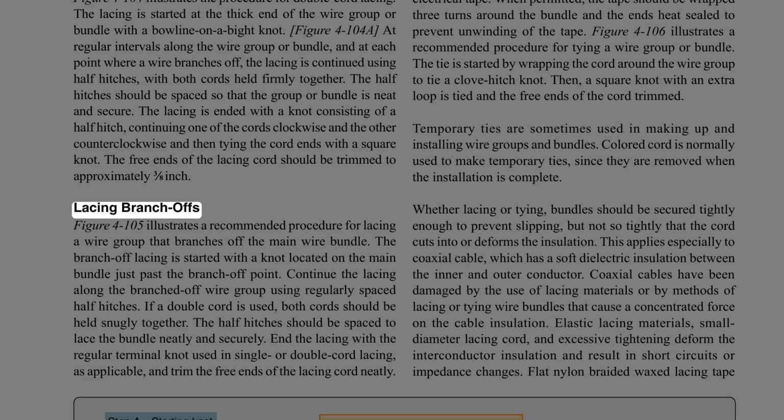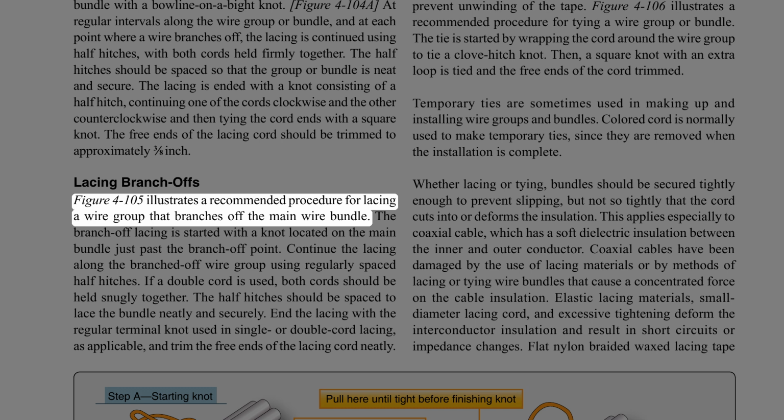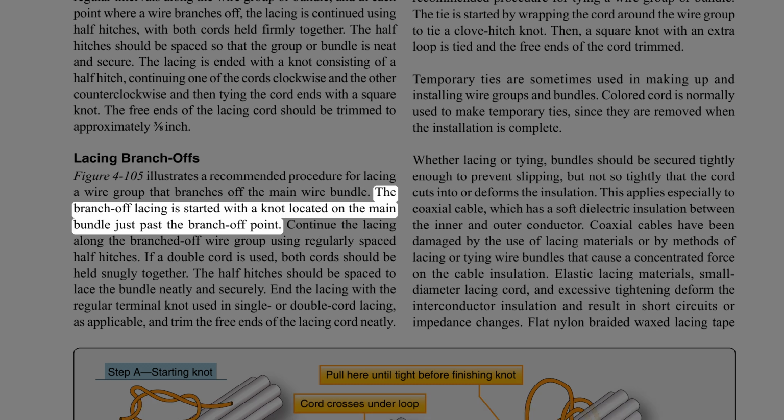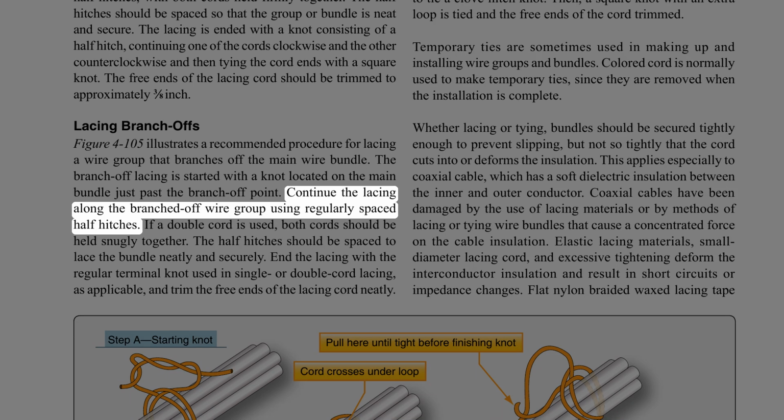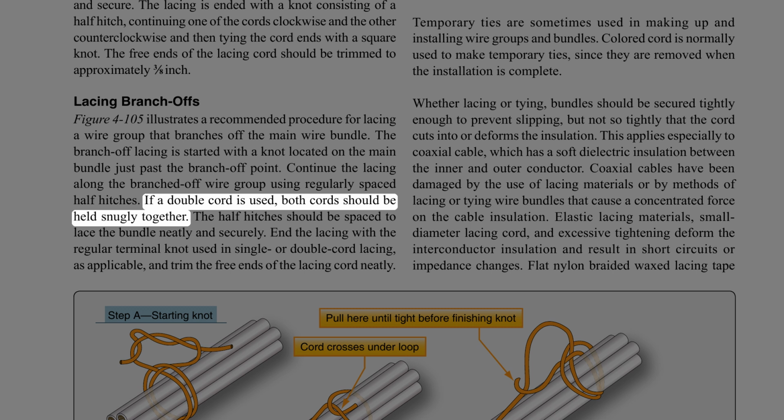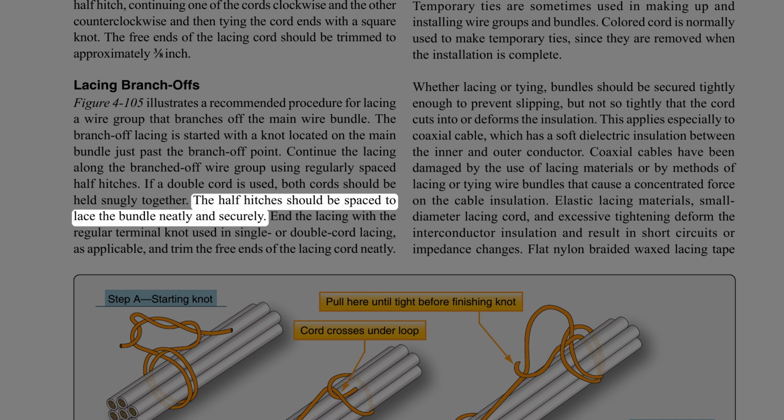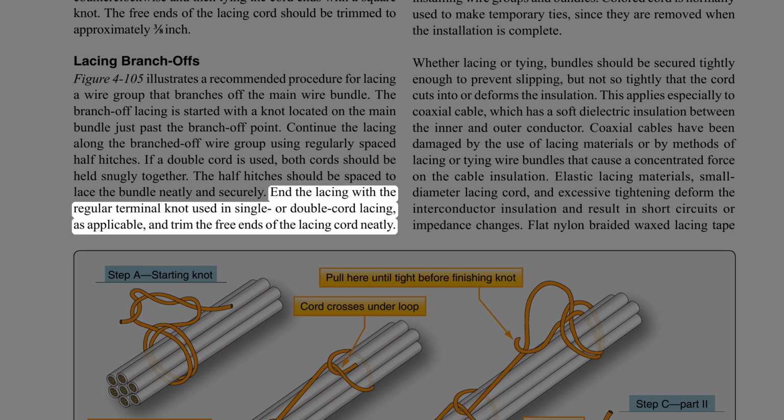Lacing branch-offs. Figure 4-105 illustrates a recommended procedure for lacing a wire group that branches off the main wire bundle. The branch-off lacing is started with a knot located on the main bundle just past the branch-off point. Continue the lacing along the branched-off wire group using regularly spaced half hitches. If a double cord is used, both cords should be held snugly together. The half hitches should be spaced to lace the bundle neatly and securely. End the lacing with the regular terminal knot used in single or double cord lacing, as applicable, and trim the free ends of the lacing cord neatly.